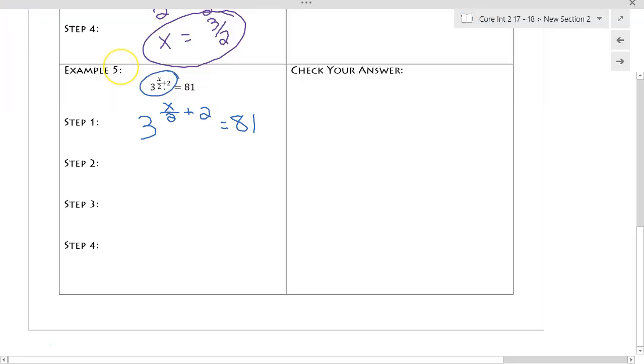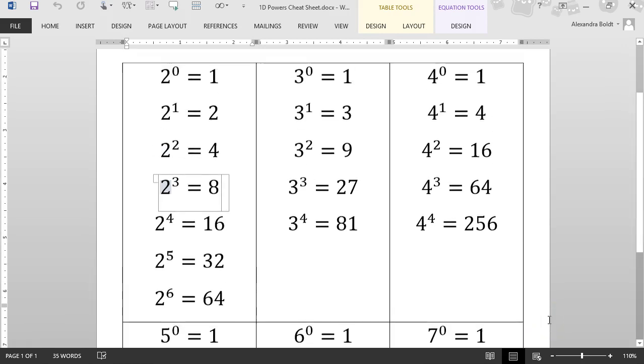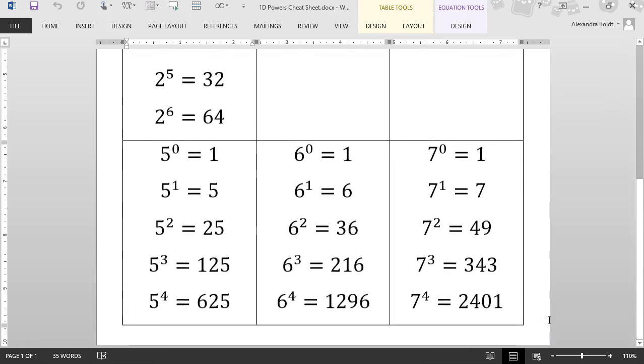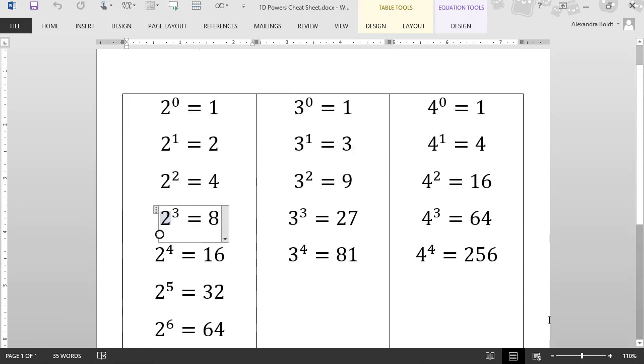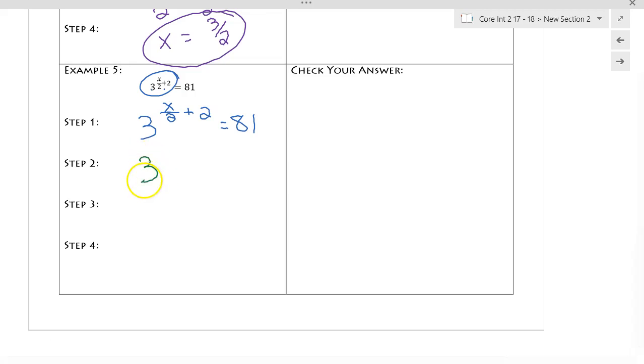Step 2. Right? Get them to the same base using that powers cheat sheet. I'm looking for 3 and 81 in the same box. Wow. If I look over all of these, I have a 3 and an 81. 3 to the 1, 3 to the 4. Well, 3 to the 1, I don't like to write the 1, remember? So it's still just 3 to the x over 2 plus 2 equals 3 to the 4th. We don't ever write an exponent of 1. It's just understood to be there.